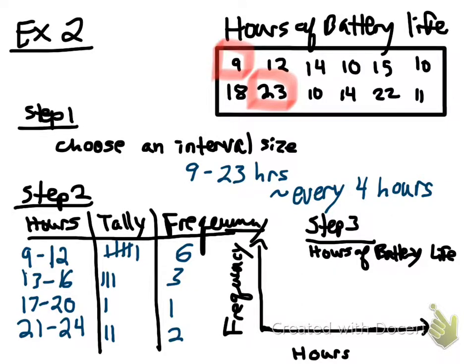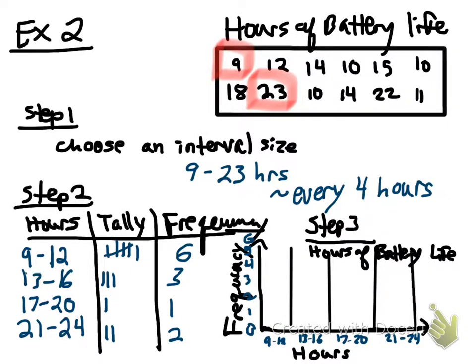Alright, so we need to label it in terms of, our frequency goes 0 to 6. Our hours, we did in ranges, so we need to write the ranges on here, 9 to 12, 13 to 16, 17 to 20, 21 to 24. This is going to be a bar graph, so I'm going to make columns. Alright, and then you can go ahead and fill that data in.